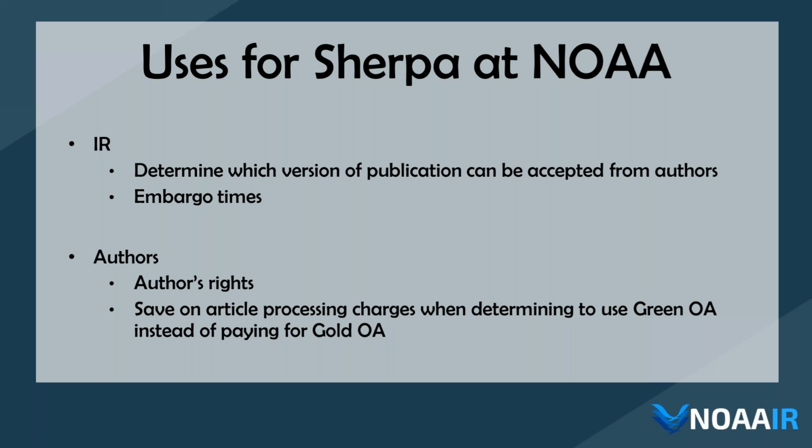Oftentimes with hybrid open access journals, they'll charge you additionally to make an item open access and freely available on the publisher's website. But if the publisher allows you to use an accepted manuscript in an institutional repository, you can choose to forego paying those open access fees and make it green open access, which can save thousands of dollars. And if you multiply that by all the authors in NOAA, it could save millions.